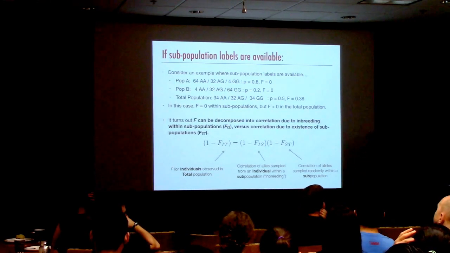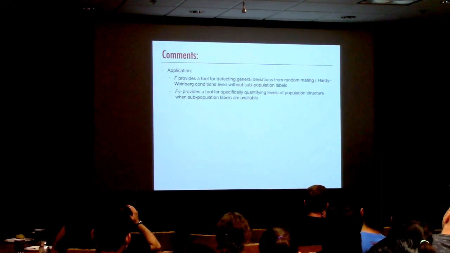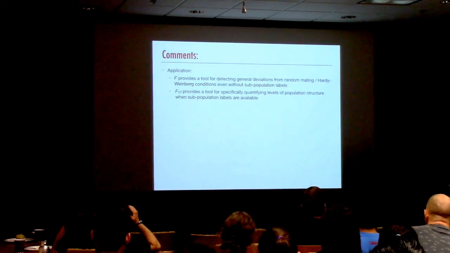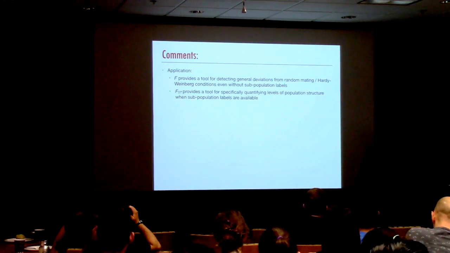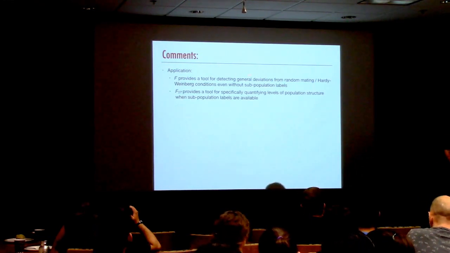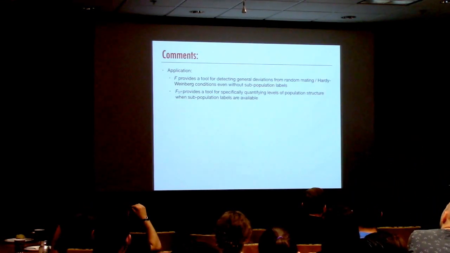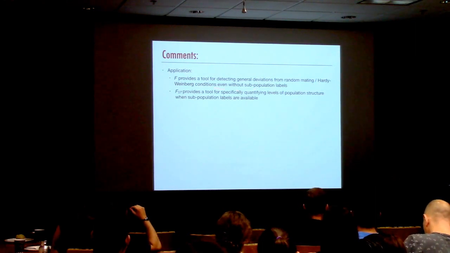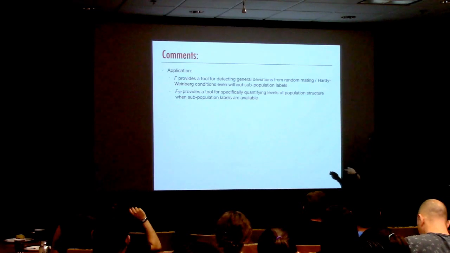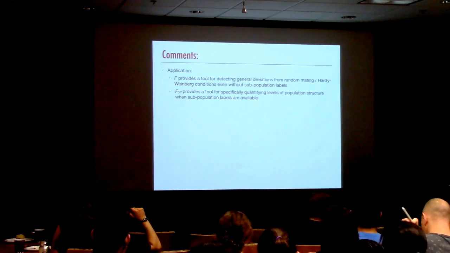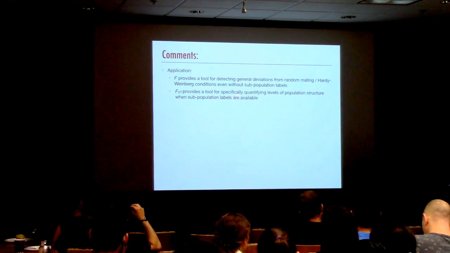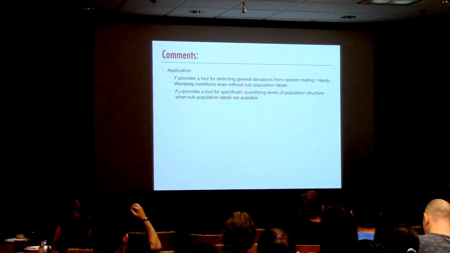So in terms of applying these, F, most usually called the fixation index, provides a tool for detecting general deviations from random mating and Hardy-Weinberg conditions even without subpopulation labels. That can be due to population subdivision, it could be due to inbreeding, it can actually be due to other forces as well, but it at least tells you that you're away from Hardy-Weinberg. FST, if you have population labels, can tell you specifically about whether there is a departure from independence that's due to population structure.